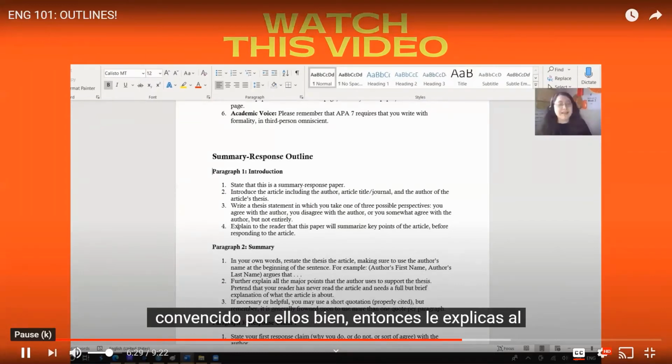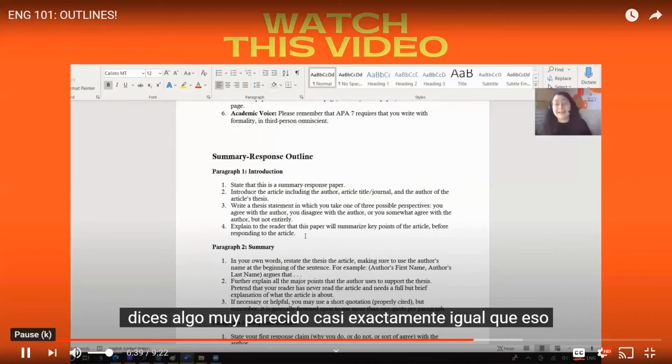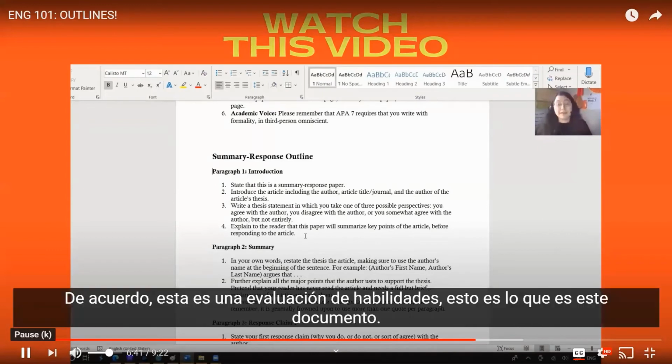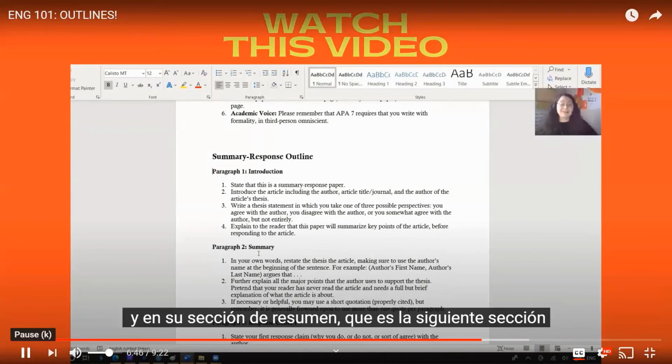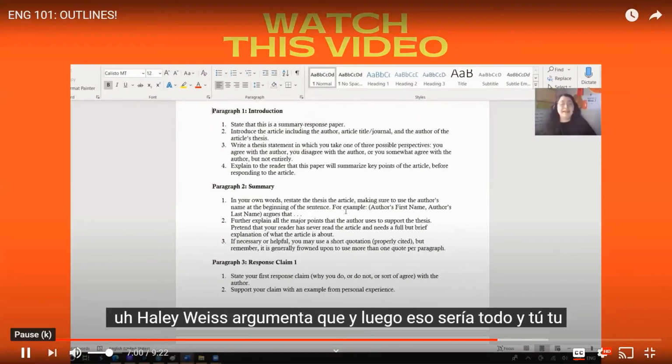Okay. Then you explain to the reader that the paper will summarize key points of the article before responding to the article. And that's all you say. You say something very much like that, almost exactly the same as that. This is a skills assessment. This is what this paper is. And in your summary section, which is the next section, you need to write what the article's thesis is. And then you would begin that sentence with something like, Haley Weiss argues that. And then that would be it.